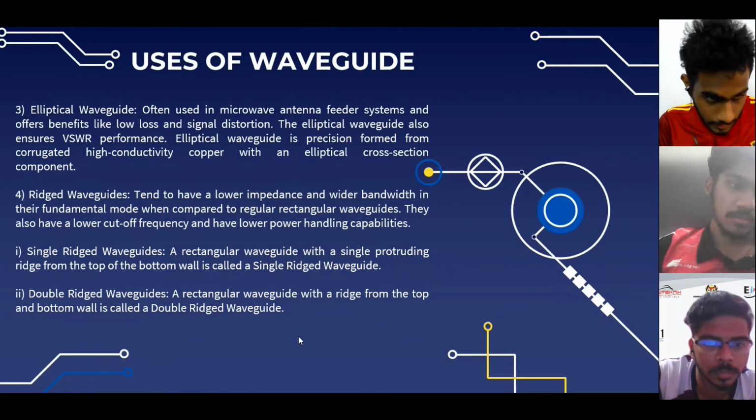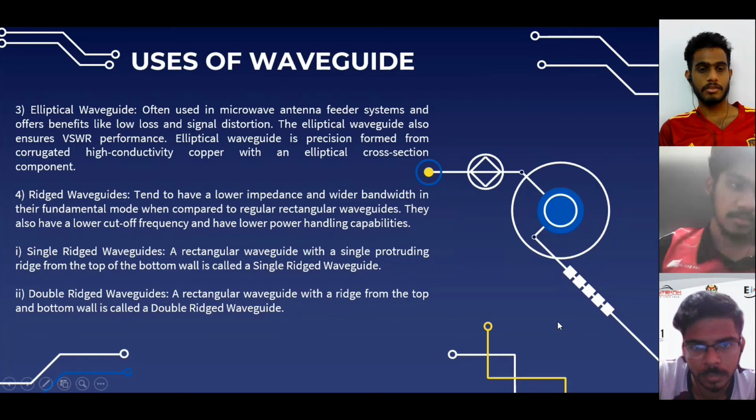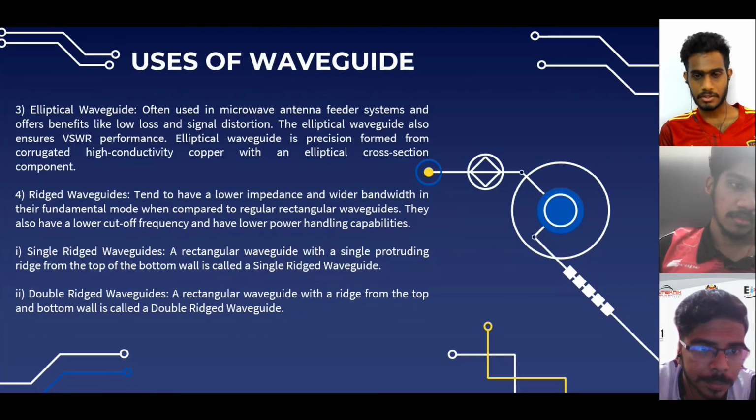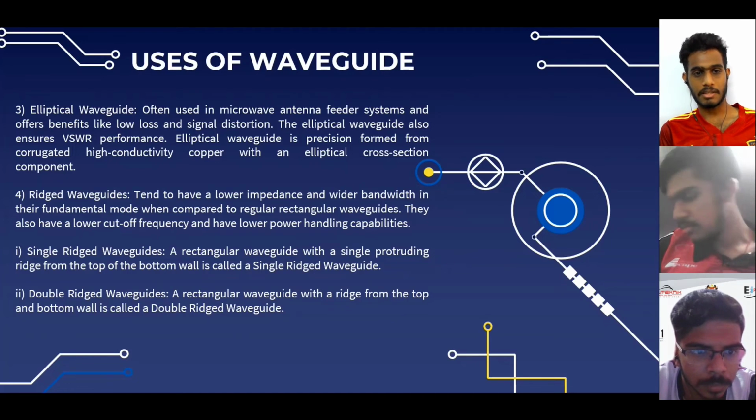Okay, let's see the elliptical waveguide. Uses of elliptical waveguide: it's often used in microwave antenna feeder systems and offers benefits like low loss and low signal distortion. The elliptical waveguide also ensures good VSWR performance. Elliptical waveguide is precision formed from corrugated high conductivity copper with an elliptical cross-section component.